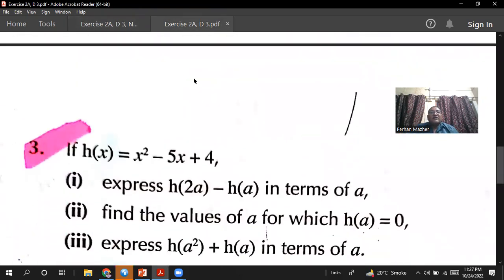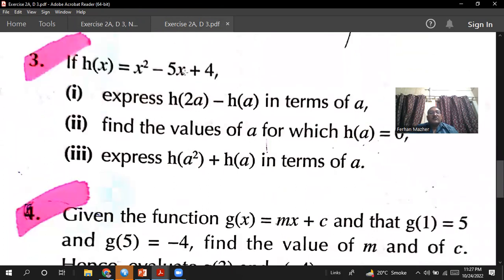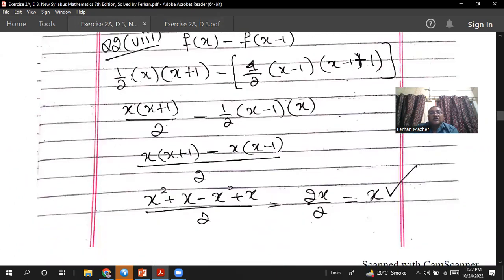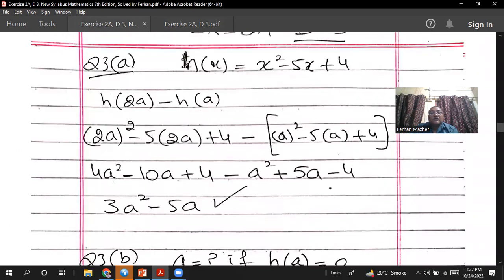Now we are going to the next question. The next question coming up on your screen is question number 3. It says h of x is equals to x square minus 5x plus 4. Express h of 2a minus h of a in terms of a. Okay, so we have that function. The expression is x square minus 5x plus 4. So here we go, h of x is equals to x square minus 5x plus 4.